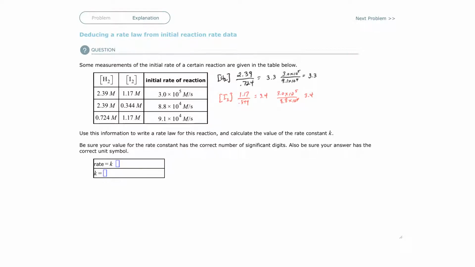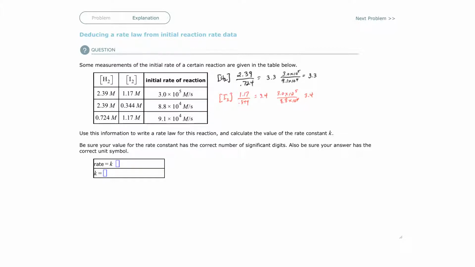Welcome back. This is an Aleks training video on deducing a rate law from initial reaction rate data. If you do an experiment and find out how your concentrations are changing and how fast something is happening originally, you have to use that to deduce what the rate law would be. The rate law would be very useful later, but you have to figure it out based on just the information from the experiment.